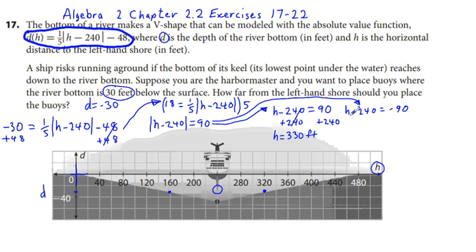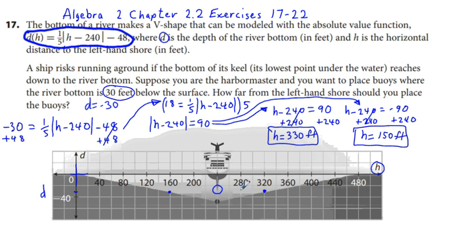And then on the other equation, if we add 240 to both sides, we get h is equal to negative 90 plus 240, which is going to be 150 feet. And so these will be our answers. And we can verbalize.